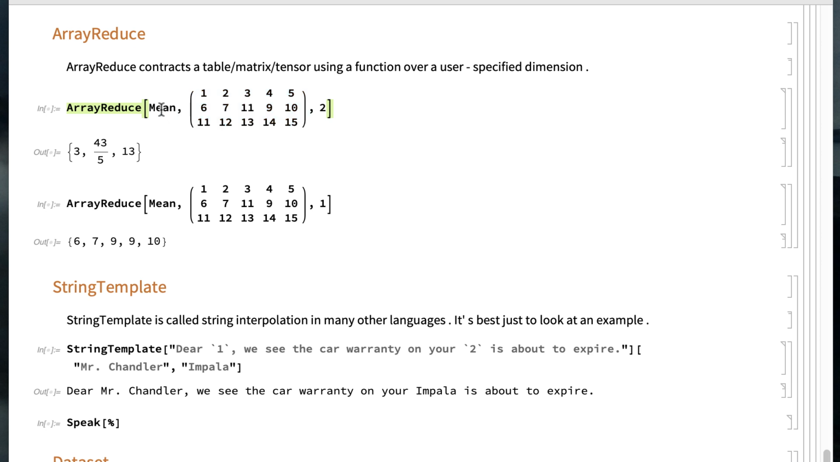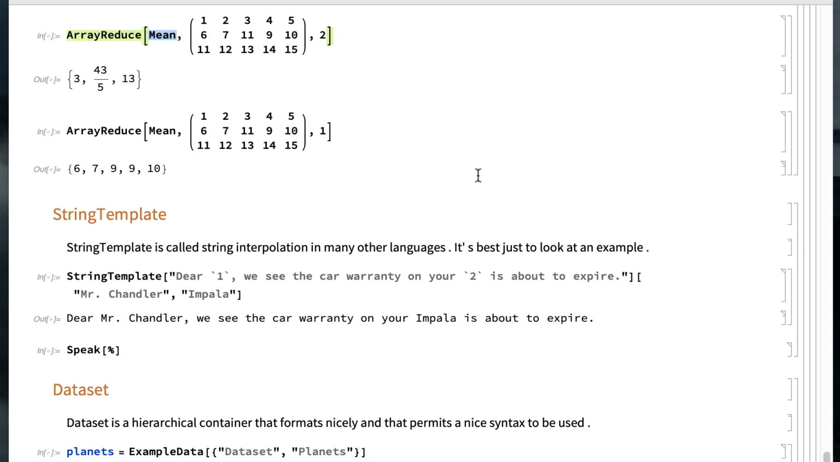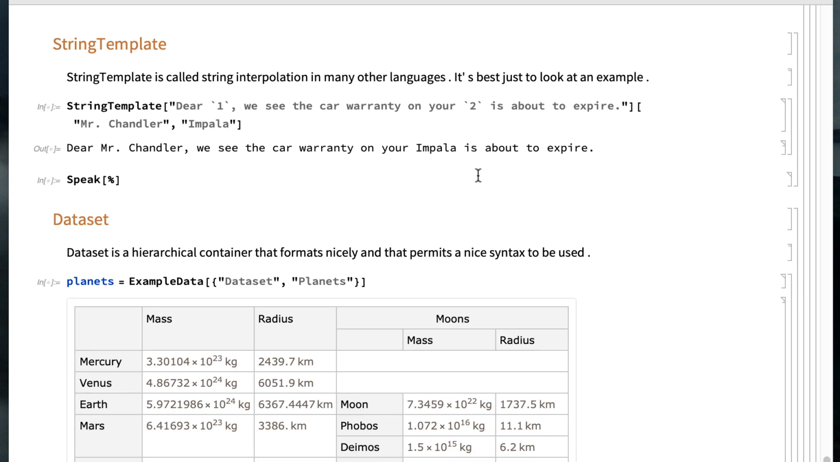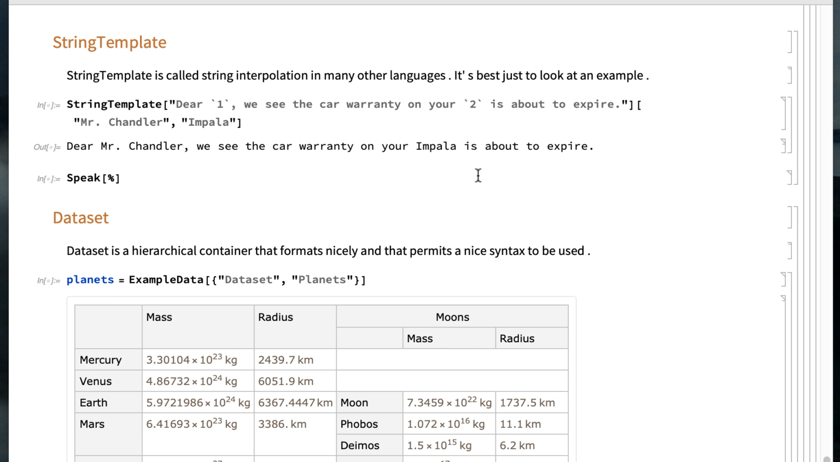So it's saying take an operation and apply it in a certain direction, actually here it's this way, over the object, okay? String template. String template is called string interpolation in many languages, and here's one that every phone chain uses. Dear, first insert, we see the car warranty on your second insert is about to expire, and so here's what we're going to fill that in with.